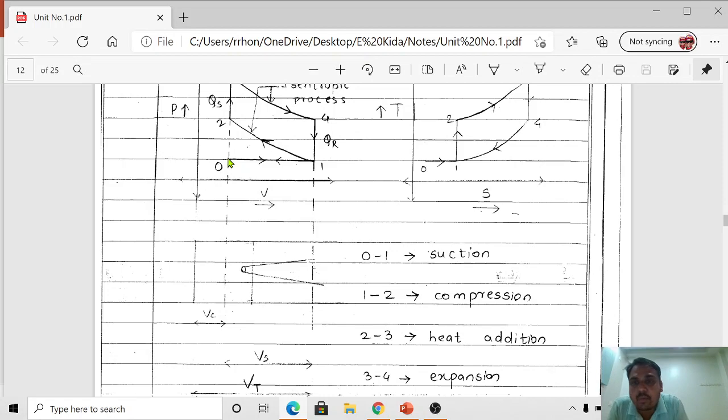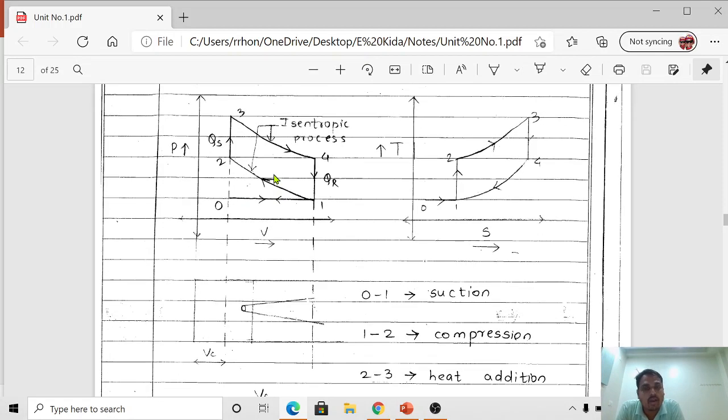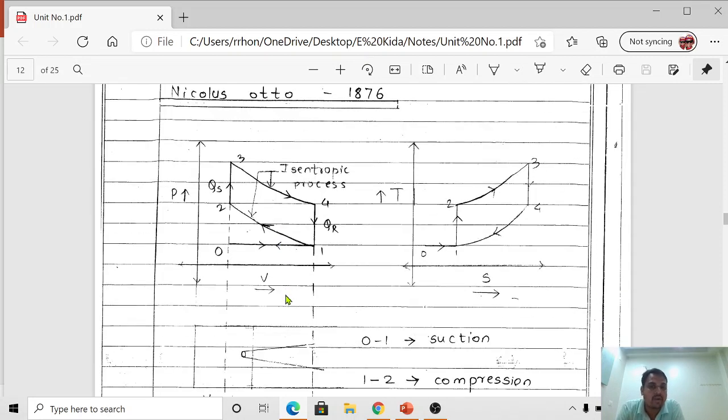These are the different processes which were invented by Sir Nicholas Otto in the year 1876. This is the basis of today's all SI engine or petrol engine. So these cycles are very typical cycles and need to be understood before going to understand the working principle of the petrol engine. That's why this is essential.